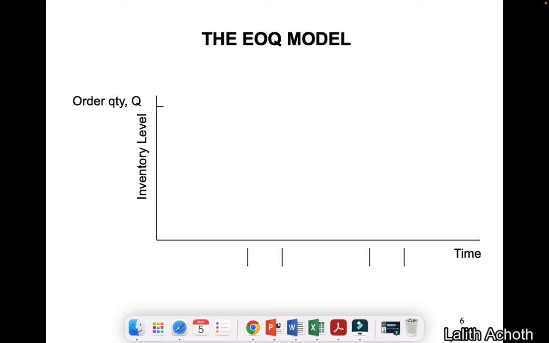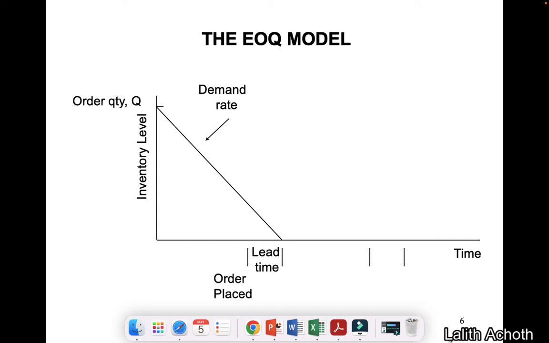So this is going to change over time. This is the demand, the rate at which your inventory gets drawn down, which is related to your demand rate. Depending on the demand rate and the lead time, because I told you lead time is the gap between the time you place the order for the inventory and when you get it, that's when you place the order.